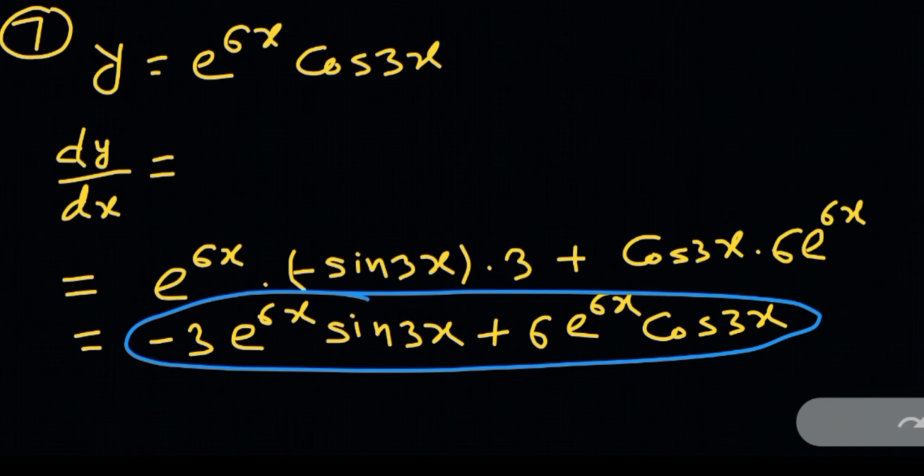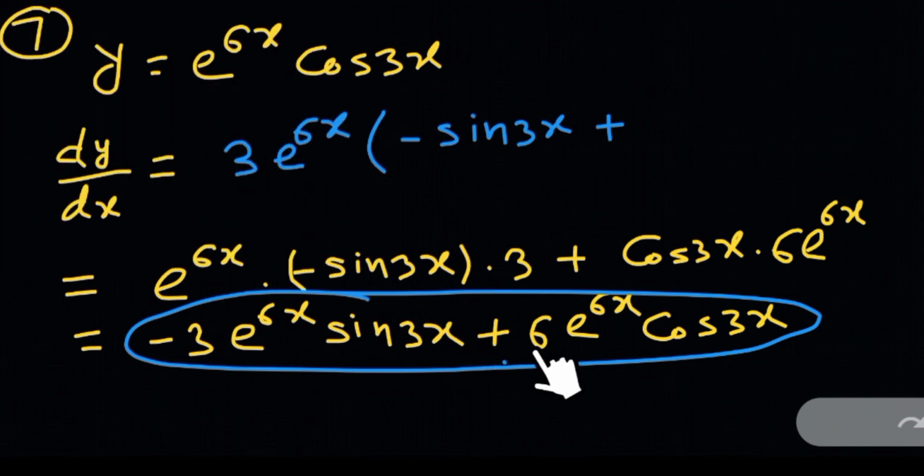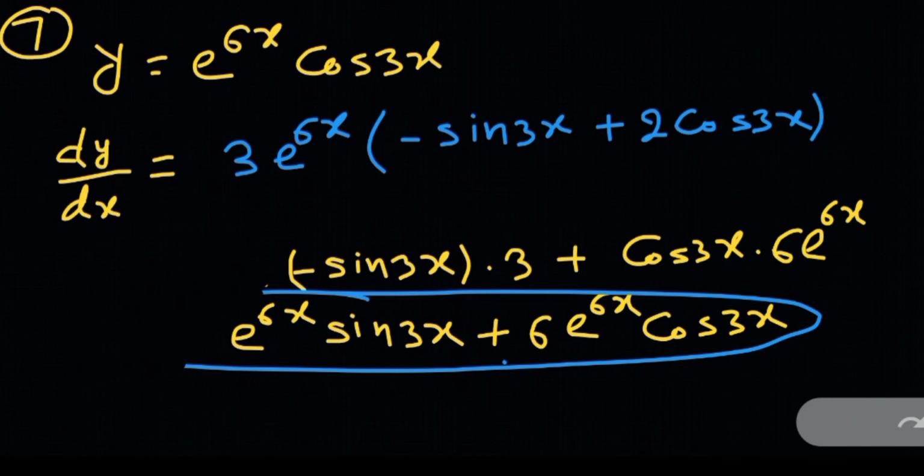In these two terms I can take 3 common and e to the power 6x common. 3 into e to the power 6x common I can take. So the first term will be minus sin 3x and plus 2 cos 3x, because 3 is common, so 2 will remain here. So 2 cos 3x. Okay, clear? So this is dy upon dx, and I am erasing this.